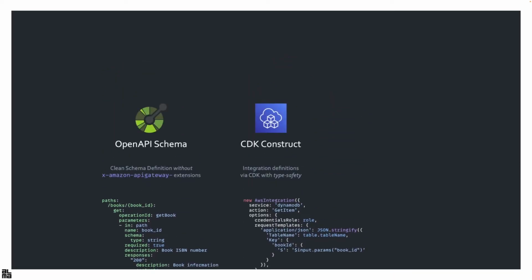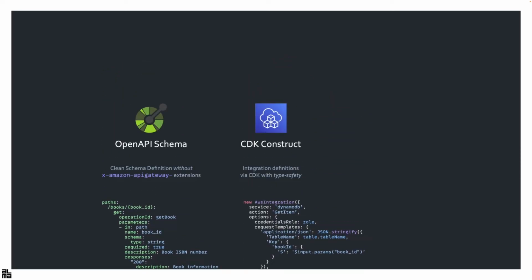So how could we achieve that? We could create this CDK construct that manages these integrations and then somehow consumes this OpenAPI schema and merges them together. So you'll have the OpenAPI schema in a separate YAML file, and the integration definitions in CDK code, and those get merged together, and they will then generate the API Gateway REST API.